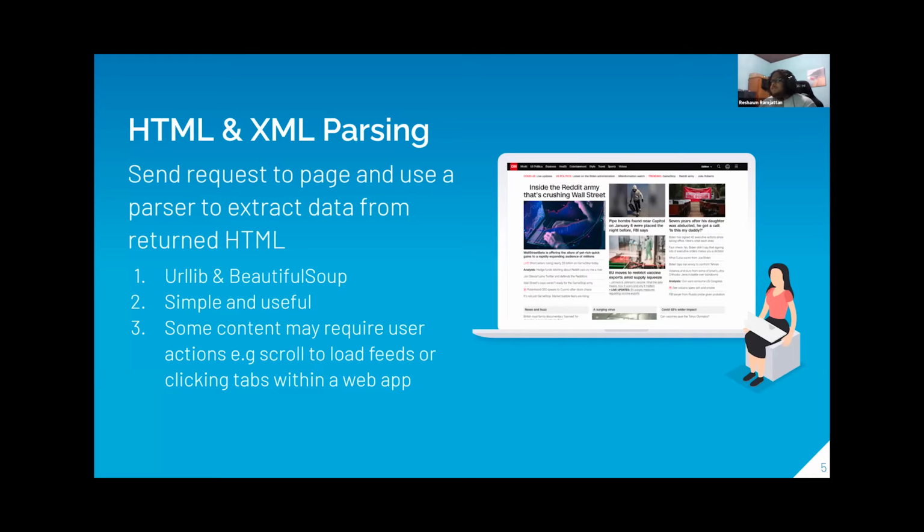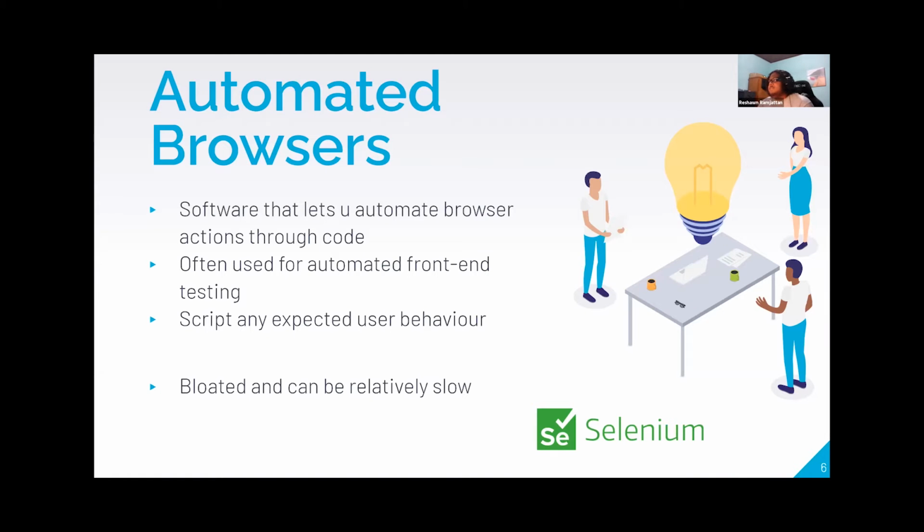The issue is sometimes the content you want isn't that straightforward. Like I said, the scroll to load feeds, or for example, on Flipboard, they have these tabs with news. When you click on technology, because the site is a web app, new articles come up, but the URL doesn't change. That's an example of in-session user behavior that affects the type of asynchronous content you're viewing and would like to scrape.